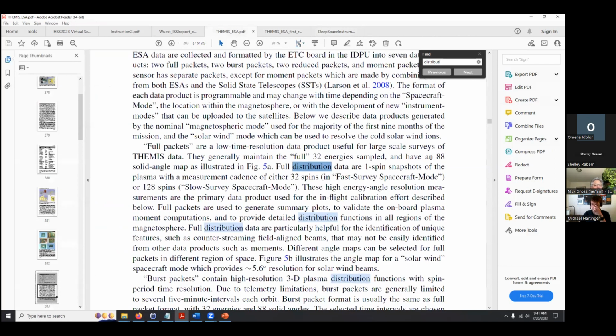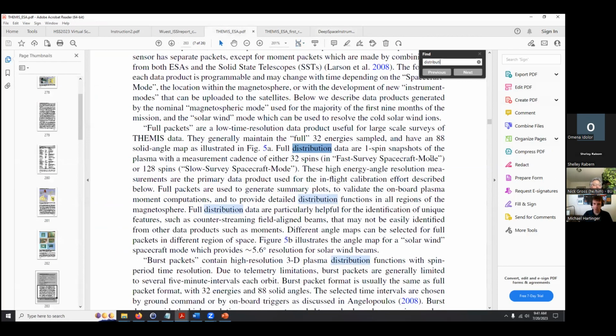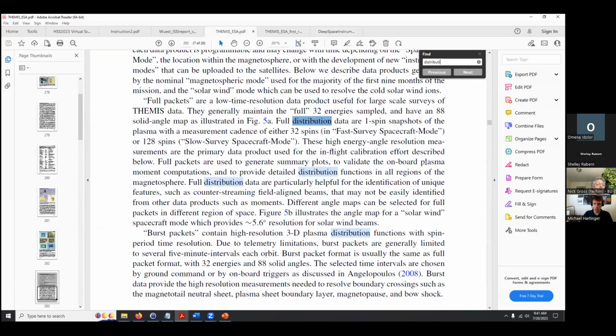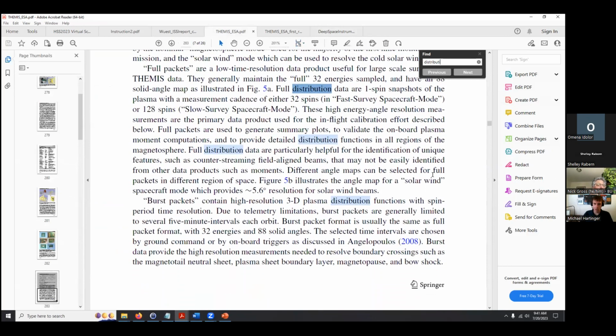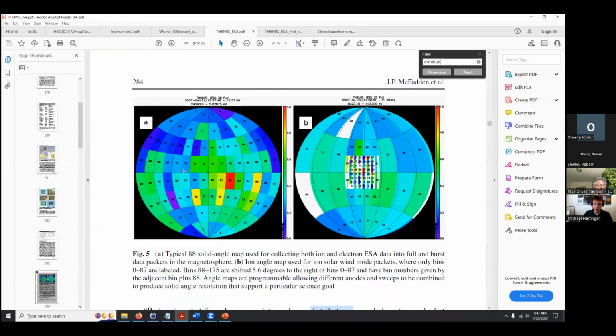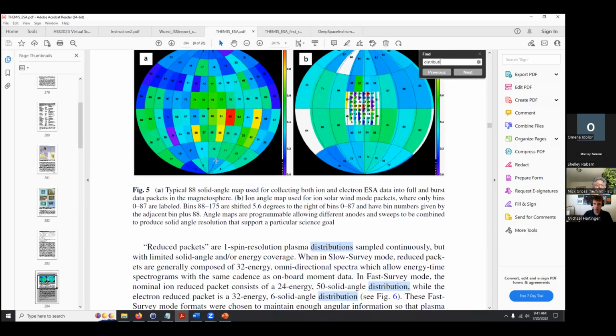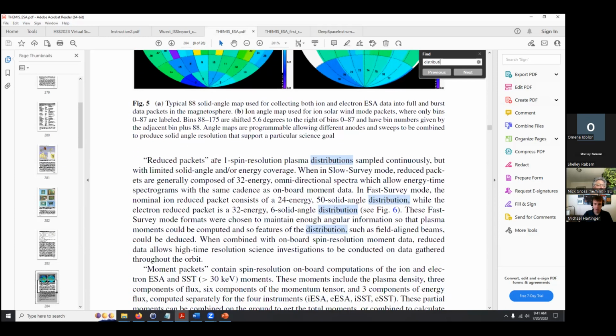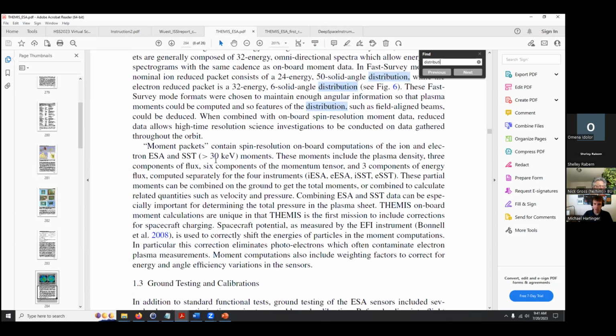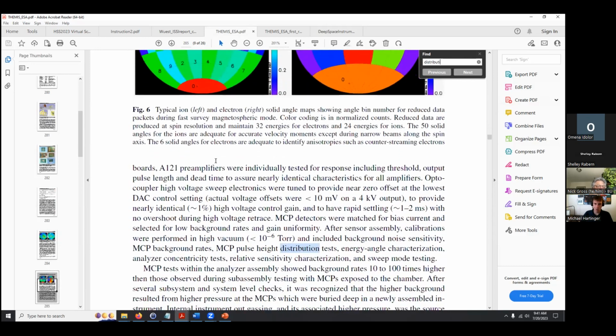The best thing of all will be if we can find it in the actual ESA instrument paper for Themis. And there might actually be something in here. I can definitely speak to some of these charts, for example. Let me see if I can find a good equation.